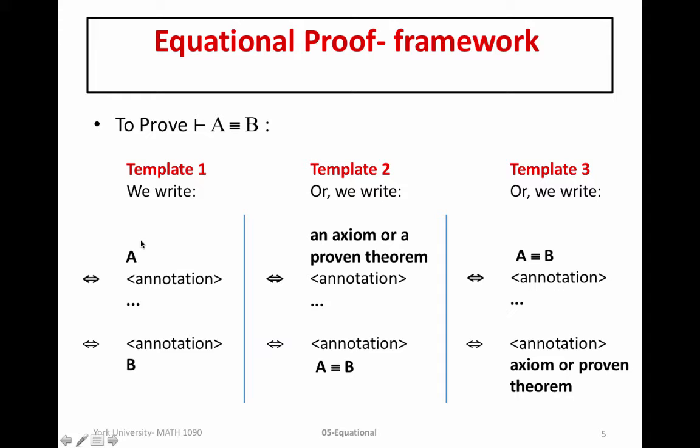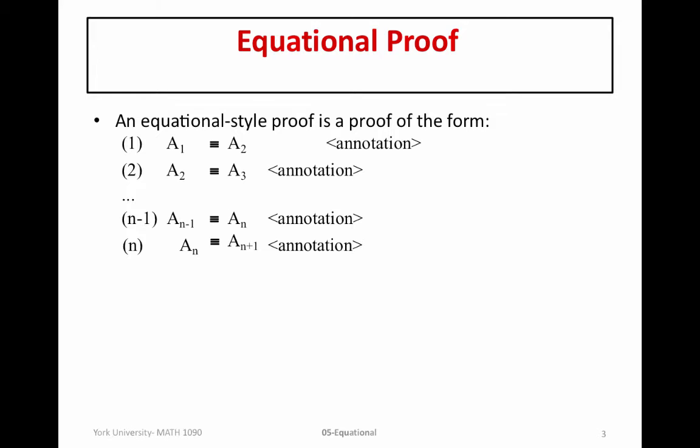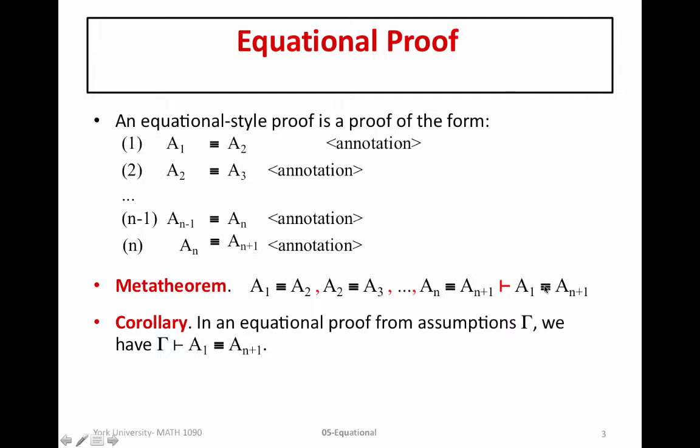Template 1 shows us how an equational style proof looks in order to prove the equivalence of A and B. Here we simply start with one side of the equivalence, establish a series of equivalences until we get to B, and then this is a valid equational proof of A equivalent to B. The reason that it's valid is because it follows directly from this meta-theorem that we introduced in the last video.